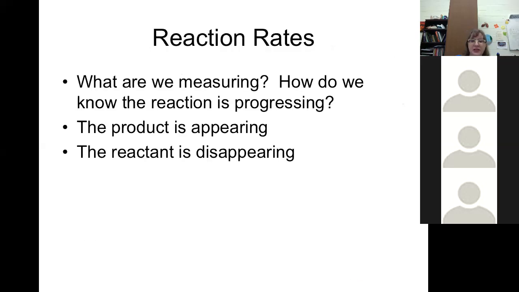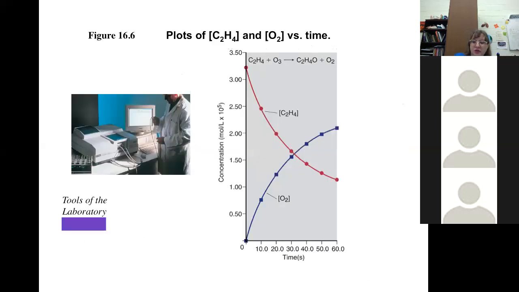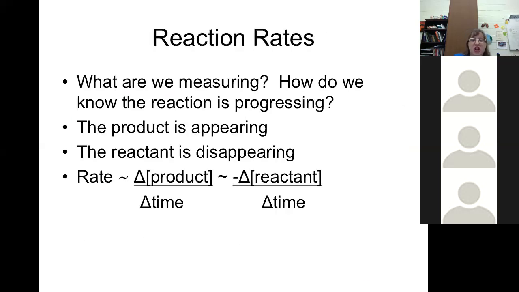All right, so we said we are measuring the change in the concentration of the product over the change in time, or the negative of the change in the concentration of the reactant over the change in time. And the reason we use the negative for the reactant is since it is going down, that negative cancels out the negative that we would get from final minus initial. So the rate is always written as positive. We just put the negative in front of the formula to make it positive.